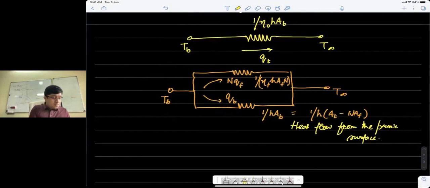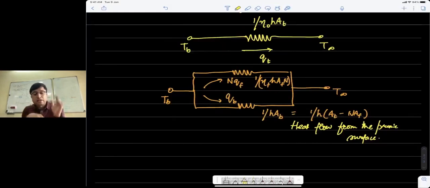So this sort of concludes our discussion on extended surfaces. There are many more issues to be tackled in this. There are some nice examples given in the book. I would request you to look at them. Anyway, we'll do some problems in the tutorial, which will also give you a flavor of how these kinds of calculations are done and how these fins are designed. But I strongly request you to look at the book. And then there is one more issue.